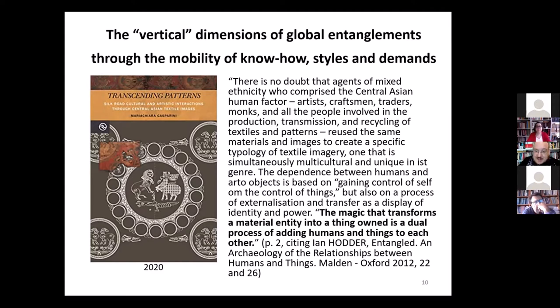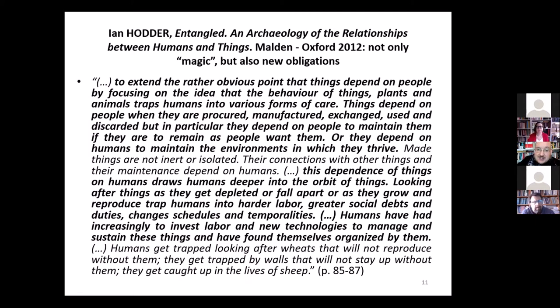And in this one page, she is also citing this sentence: the magic that transforms a material entity into a thing owned is a dual process of adding humans and things to each other. And there she's citing a book of 2012 by the archaeologist Ian Hodder, with the title Entanglement. Ian Hodder adapted some of the concepts of Bruno Latour and other thinkers of actor network theory to archaeology. And what Ian Hodder is writing is, I would say, decisive to think about the vertical dimension of the transport of such aspects of practices and know-how across larger periods.